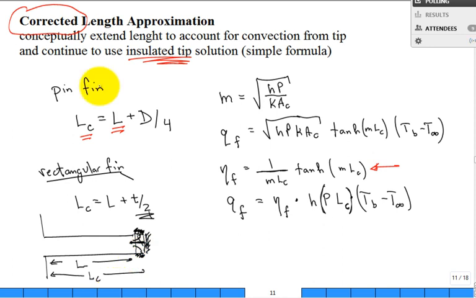What about for the pin? Other people have thought about it. They say take the diameter, cut it in 4, make that a little longer. So all of a sudden, in the equations, it turns from L to L sub C. If you really do have an insulated tip, you don't need the corrected length. But if you have a convective tip, you do need it.